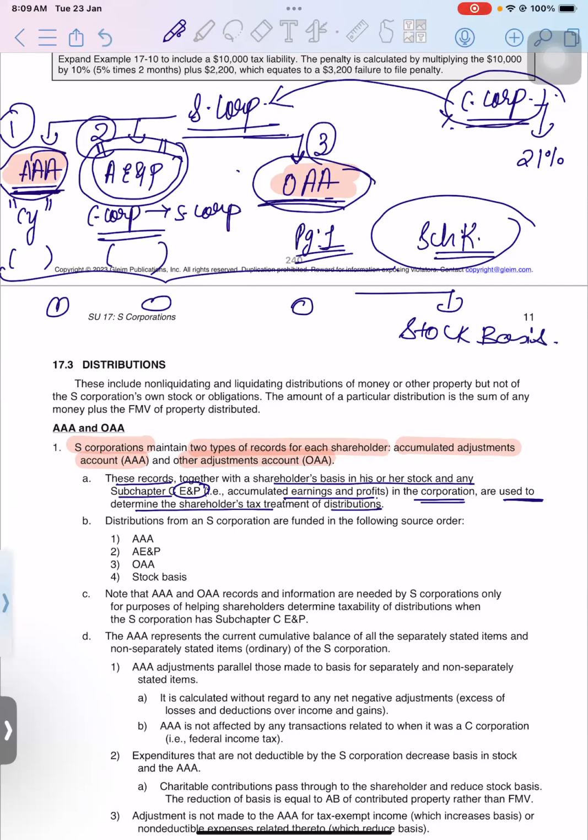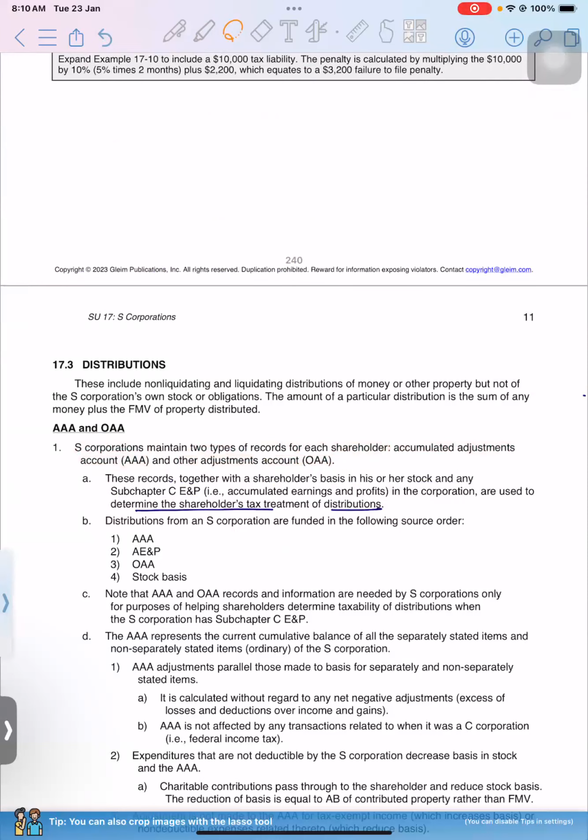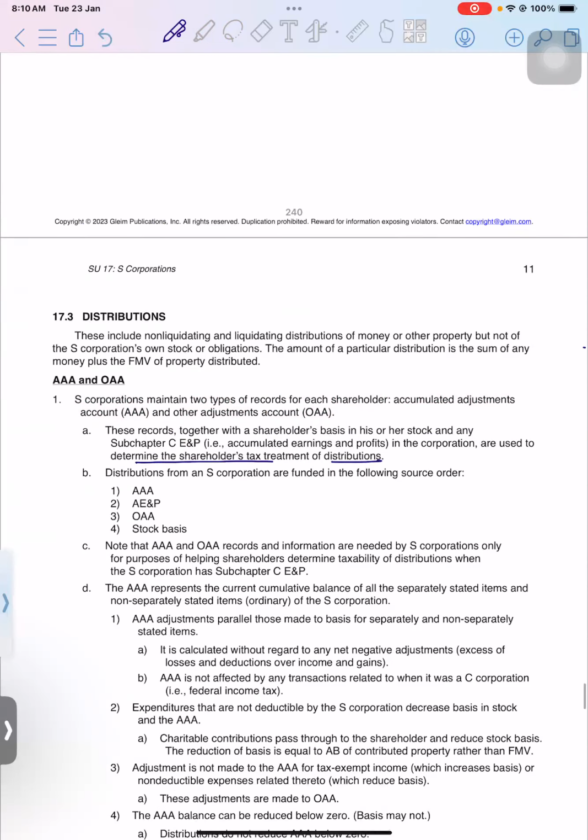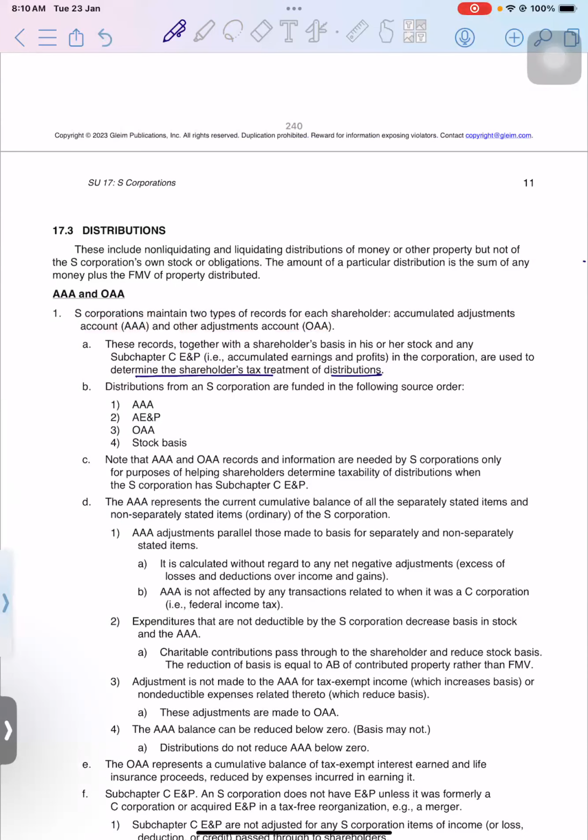We know that up to the basis it is a return on capital, and we are not going to tax it at all, but above this, whatever distributions are made will be capital gain for the shareholder. Clear, guys, this much? This flow should be clear in your head when you solve the sums. Even in EA exams or CPA exams, these questions are most important. This type of sums they are going to ask in the exam paper. So remember, first you need to understand the difference between AAA and OAA account.